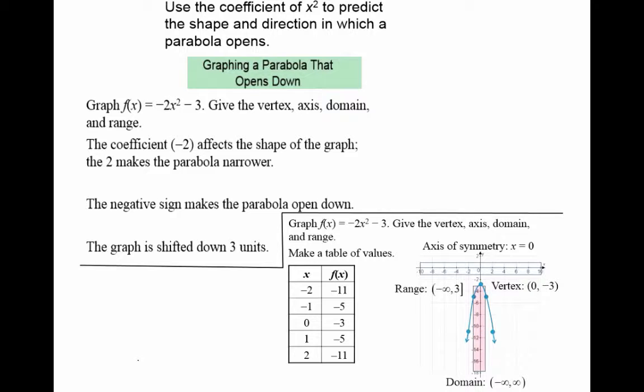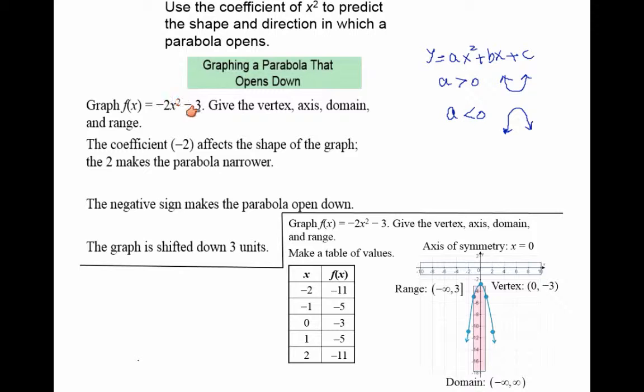If a is positive, the parabola opens upward. So if I have y is equal to ax squared plus bx plus c, I write in the standard form. If a is positive, my parabola looks like that. If a is negative, the parabola is going downward like that. That will be the shape of the parabola.